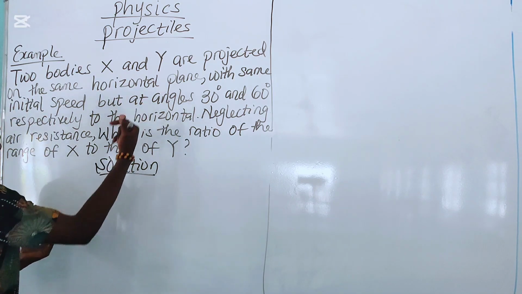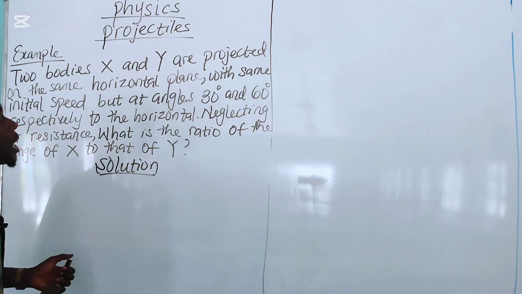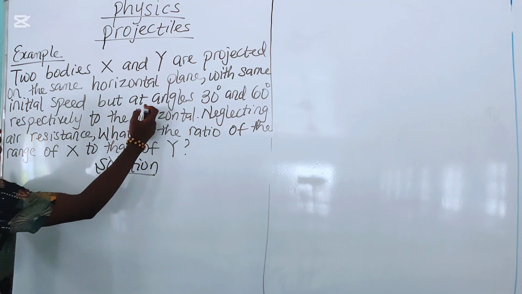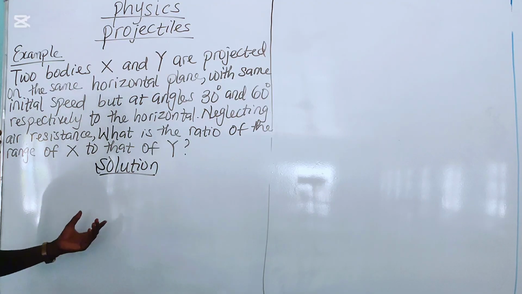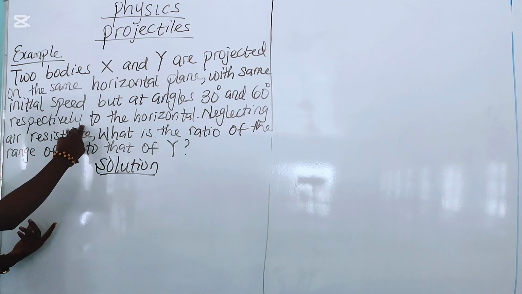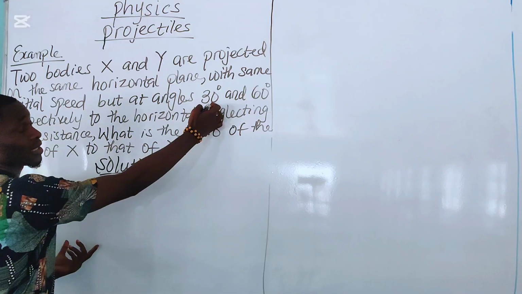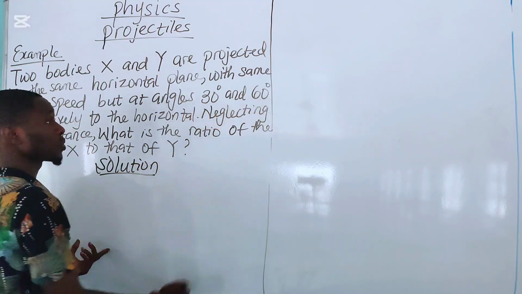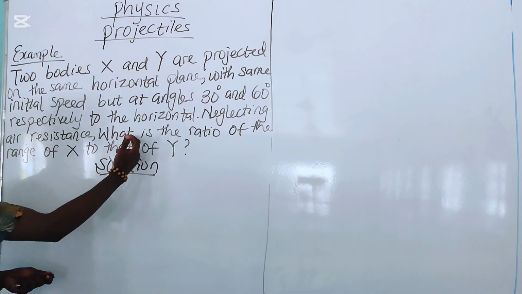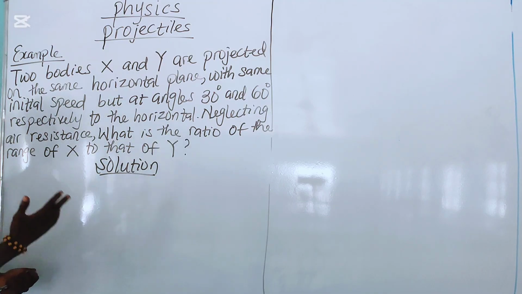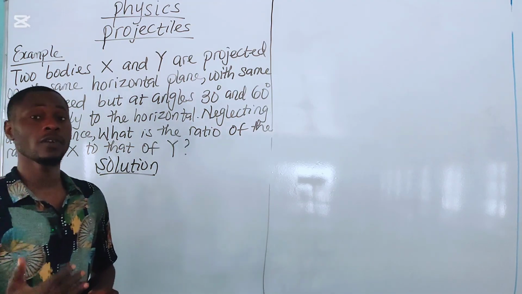So let's call the initial speed U. And we are told that they are projected at angles of 30 degrees and 60 degrees respectively. It means that the angle of inclination of X is 30 degrees and that of Y is 60 degrees. So neglecting air resistance, we're asked to find the ratio of the range of X to that of Y.